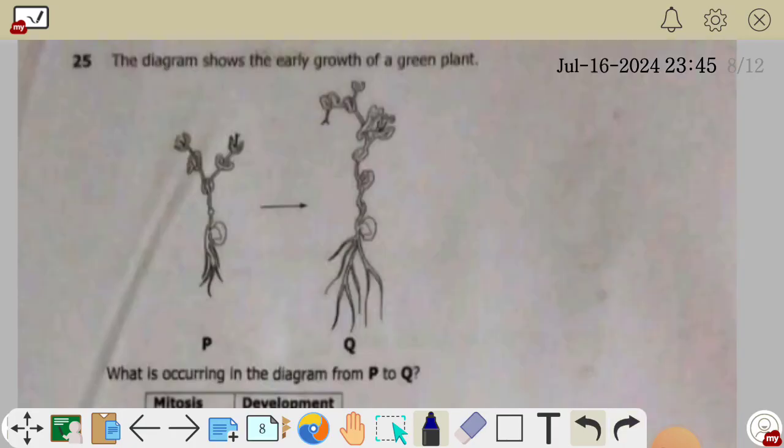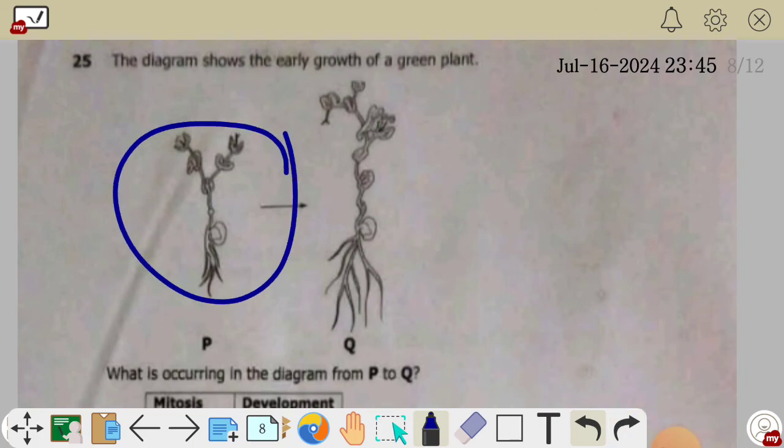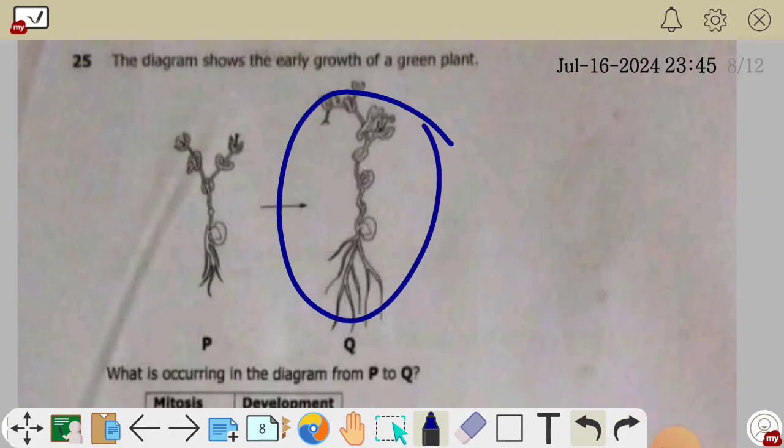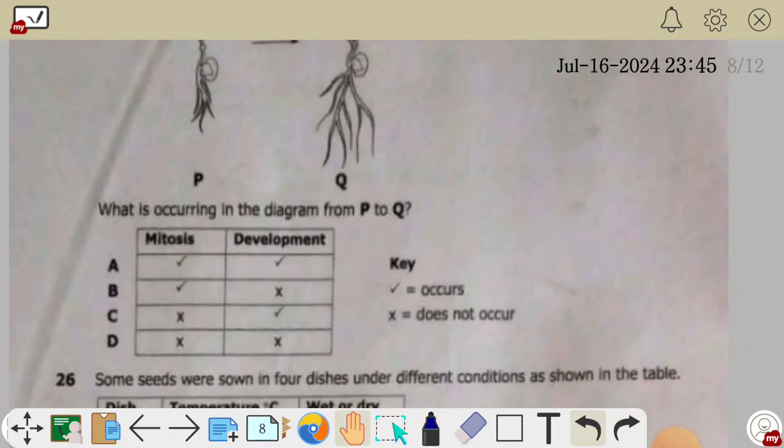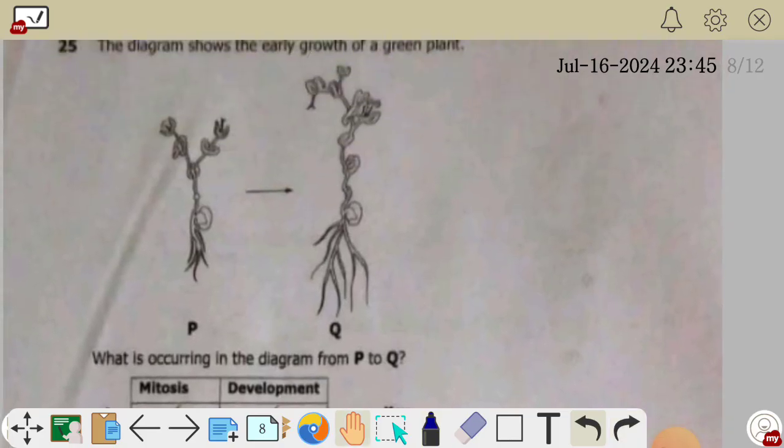Question 25. The diagram shows the early growth of a green plant. So we have this plant here. It has grown bigger and larger. Now the question goes further to say what is occurring in the diagram from P to Q. So from P here to Q, what is happening?